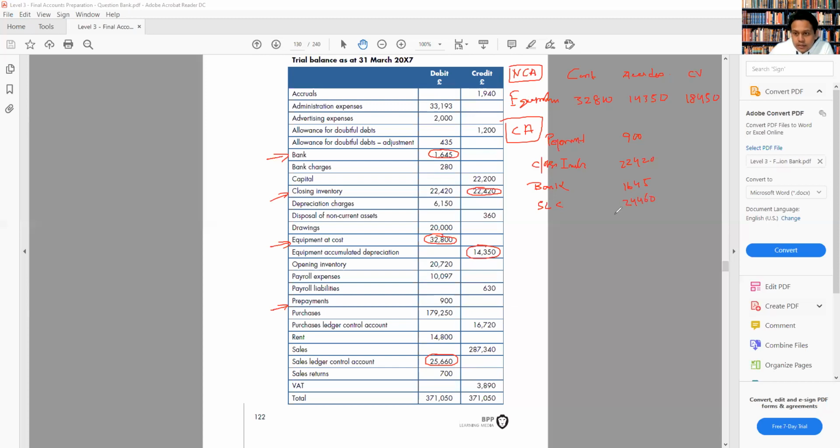Now we have to add all the current assets. If we add all of this, that will give you the total of the current asset. So let's find how much it is. 49,425. Thank you, Sifa.